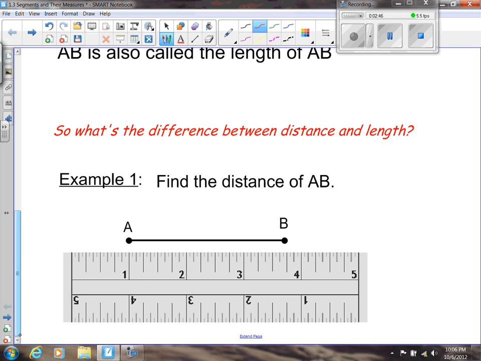Okay, so here's an example. If I wanted to know this distance, this is here at 3 3/4. Well, I could subtract this point A, which is at 1, to find the distance of this segment, 2 3/4. So that's the length of AB. Notice no notation over the top.